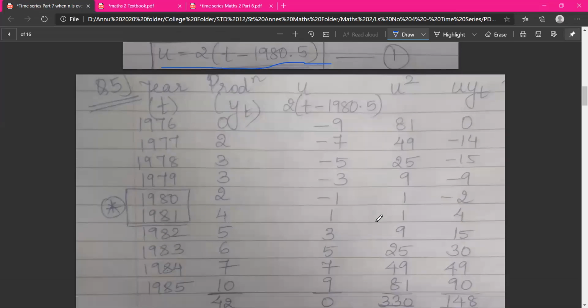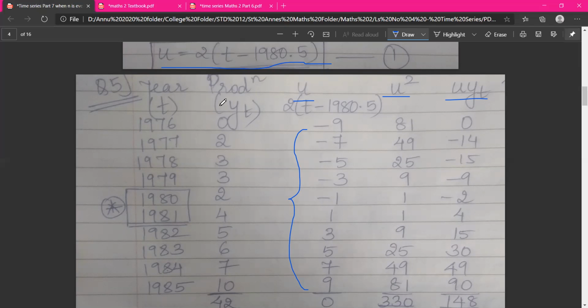Now as you all know, we prepare the next 4 columns, out of which 3 are visible to you all, that is u, u square and u into yt. And the last column will be of the trend values. So now as you can see, I have got the value of u as 2 into t minus 1980.5. So one by one we have to calculate u for all the years. I'll show you a demo of the first one.